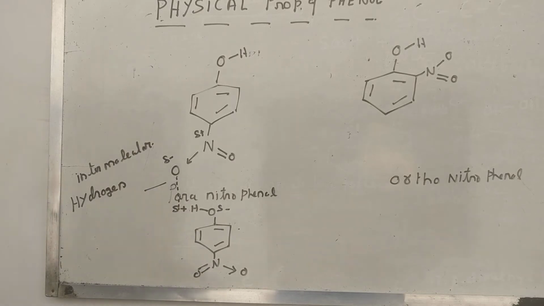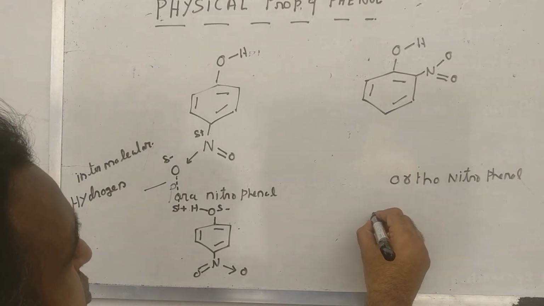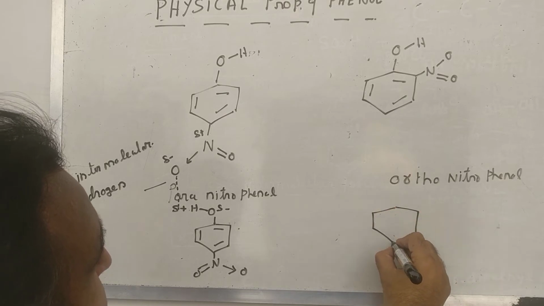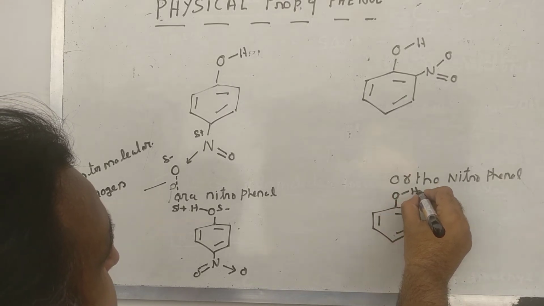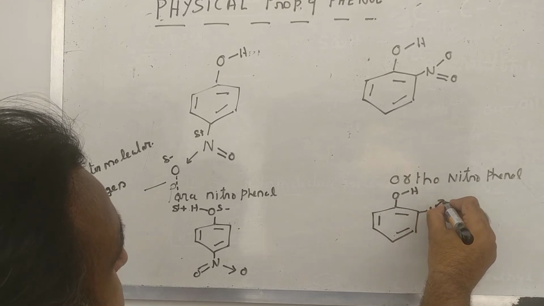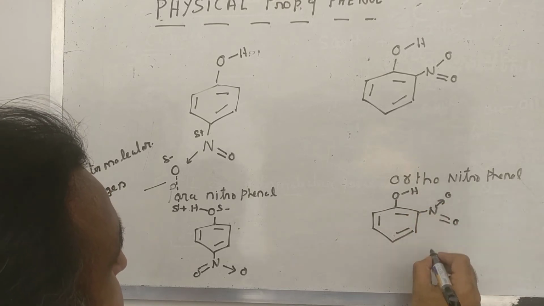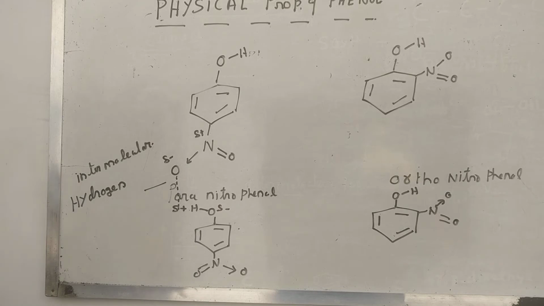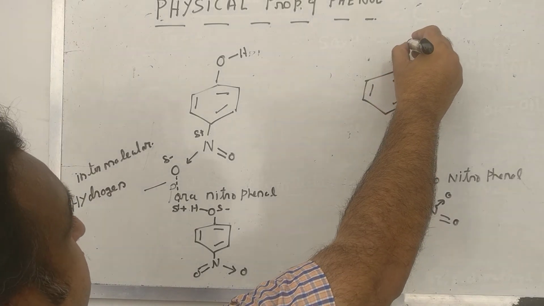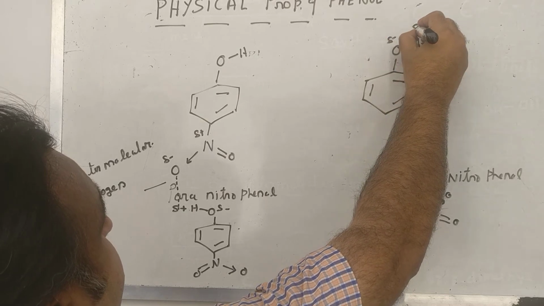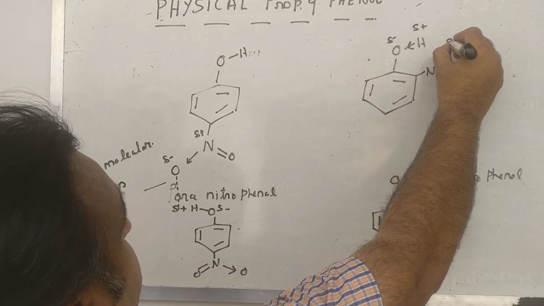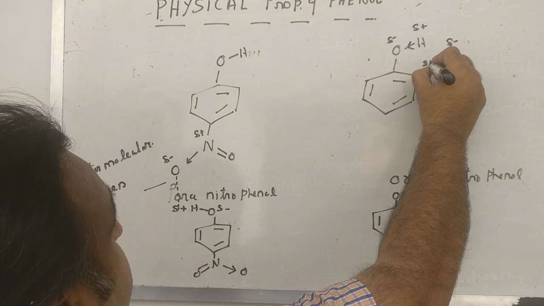In the case of ortho-nitrophenol, two ortho-nitrophenol molecules will not be attracted by hydrogen bonding. Why? In ortho-nitrophenol, the OH group and the nitro group are very close to each other.